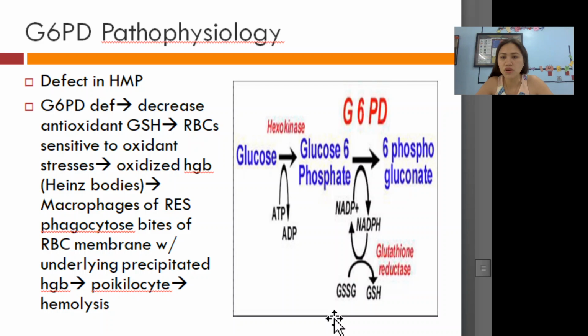So of course, if you have Heinz bodies, they will be recognized by the macrophages of your RES nga ilahang i-phagocytize. Okay? Kay inclusion na siya, i-pit siya. So it will be pitted. And i-bite niya ang cell membrane sa RBC nga naay Heinz bodies. Then of course, mura na siya bite cell, diba? And then the RBC membrane with underlying precipitated hemoglobin, ma-change niya ang form. And then of course, kung ma-change niya ang form, then the RBC is easy to hemolyze.